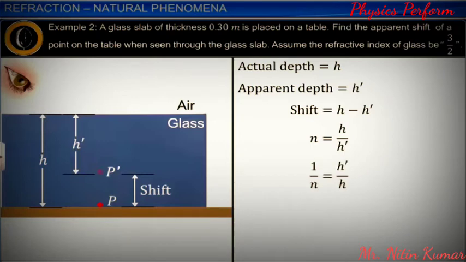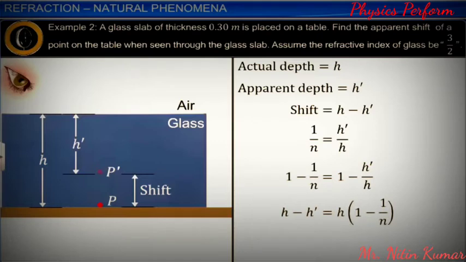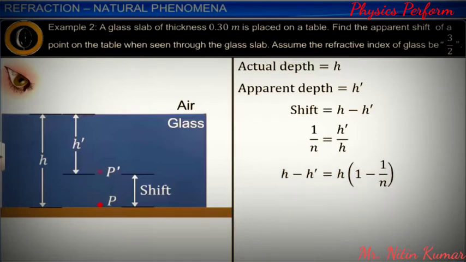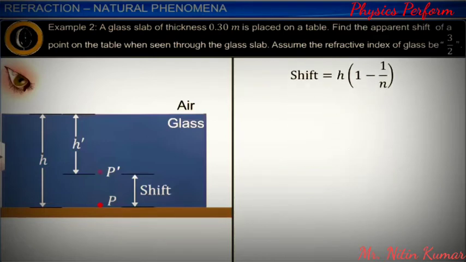On further simplification, we get shift is equal to h into (1 minus 1 by n). Given that h is equal to 0.30 meter and n is equal to 3 by 2, substituting these values in the above equation and on further simplification, we get the shift as 0.10 meter.